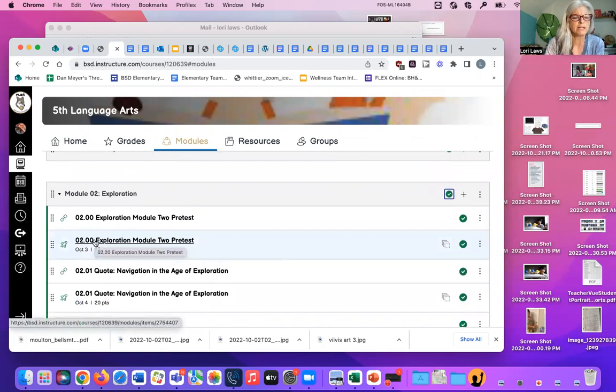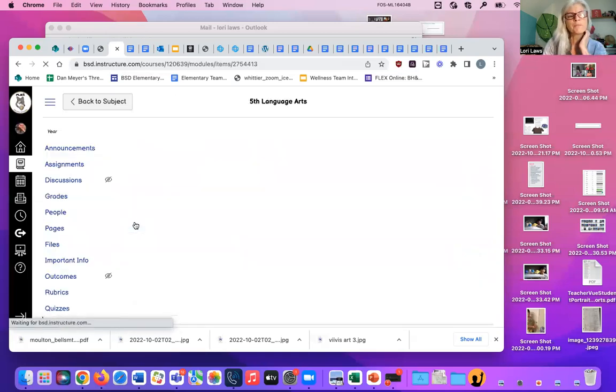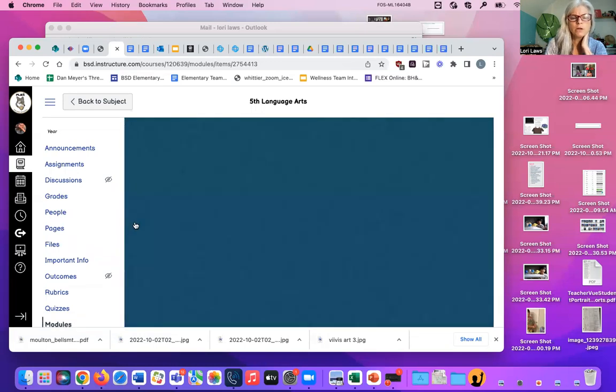Don't just skip to the pretest though. Please do the lesson first. Just take a look at it. It's a nice introduction to the lesson. And then lesson 2.01, Navigation in the Age of Exploration. You're going to click on that. This is going to be your main work for today and tomorrow.